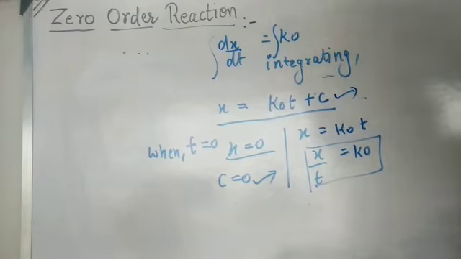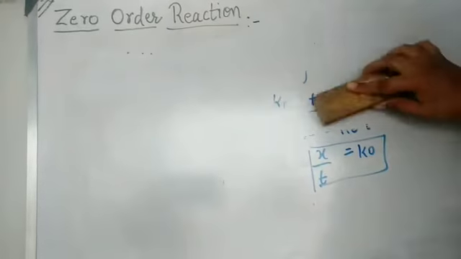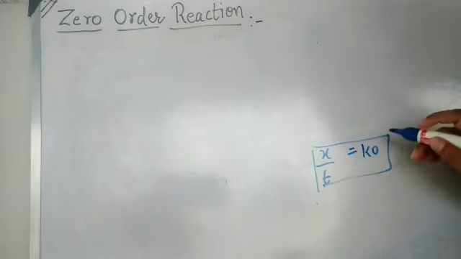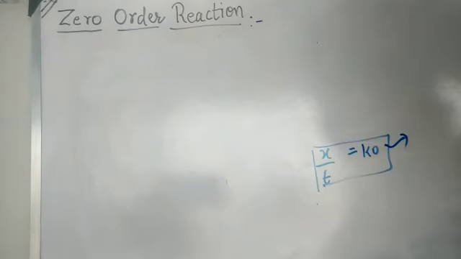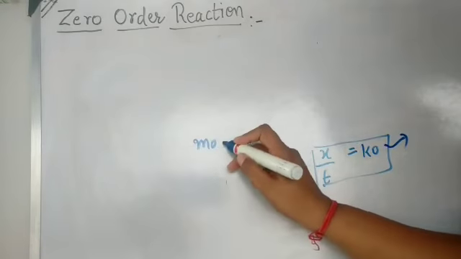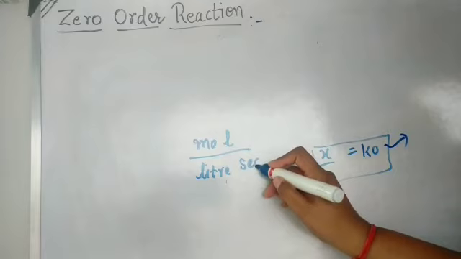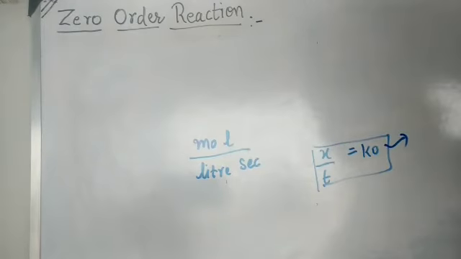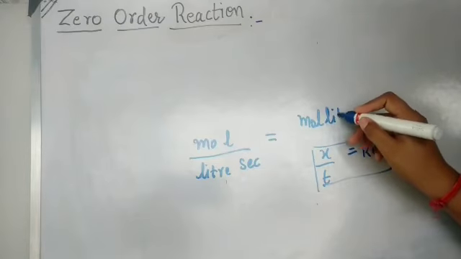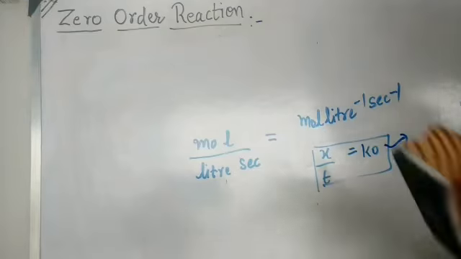Now the thing is, sometimes they are asking the unit of rate constant for the different orders. So for zero order we have this expression K naught is equal to X by T. We know that X is the concentration, it will be measured in mole per liter, and T generally we measure in second, right? So this will be the unit for the rate constant of zero order. What is that? Mole per liter per second. Okay, this is the unit.